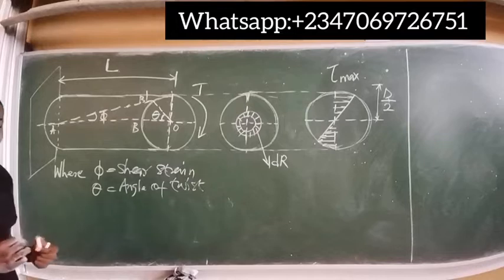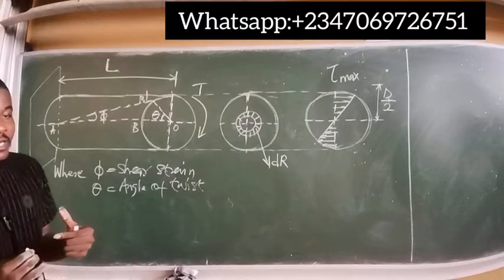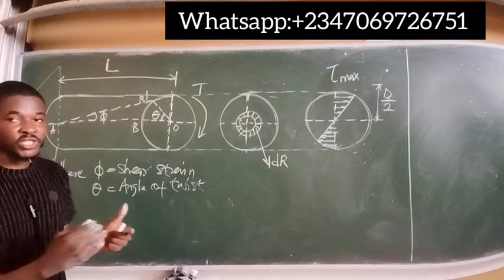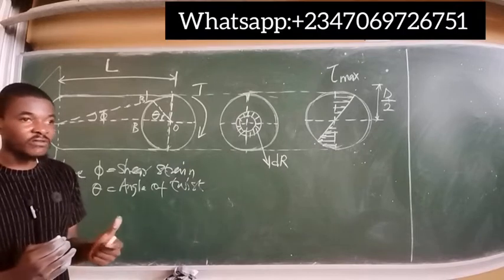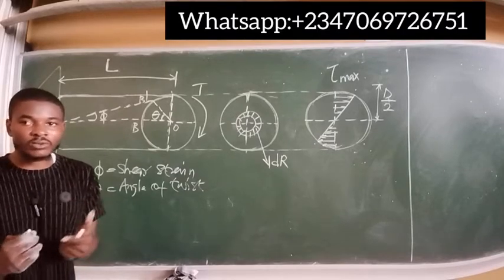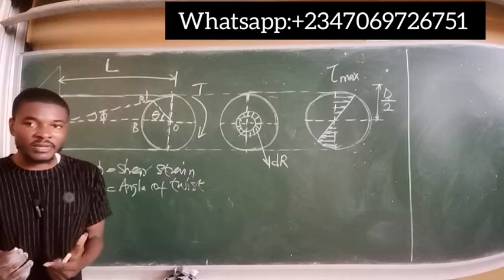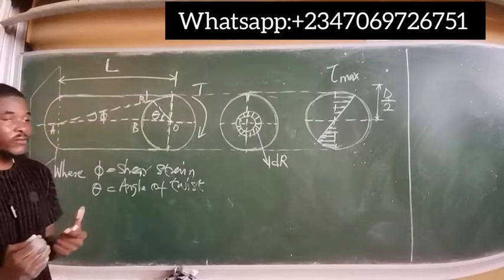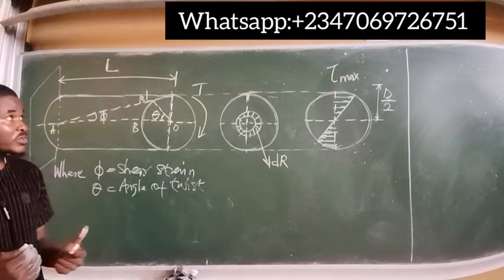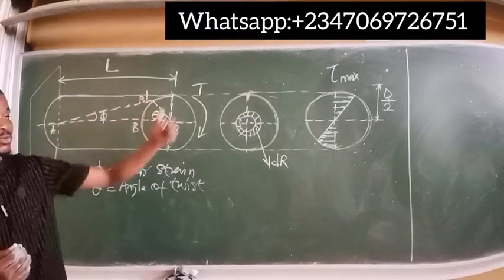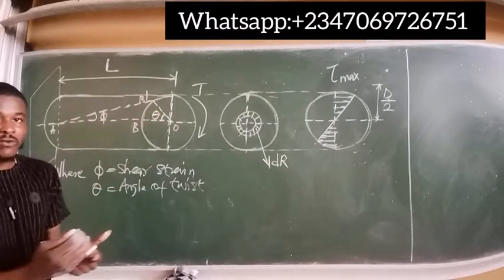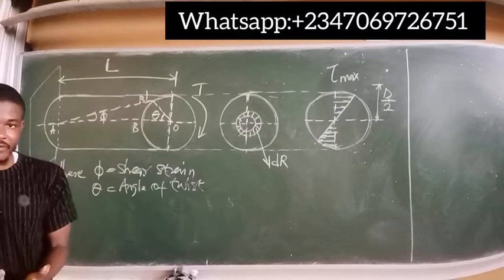Now we're talking about torsion. Torsion is simply a force that is applied on the shaft, which causes the shaft to undergo a rotary motion. That's what torsion is all about. And that force is simply called what? Torque. Simply the product of force and the radius arm of the shaft.